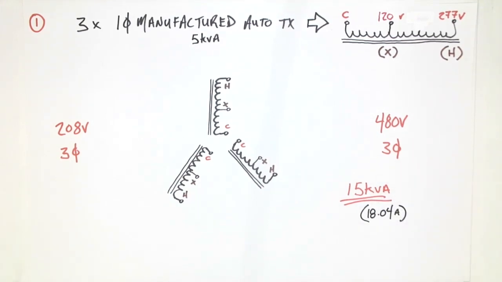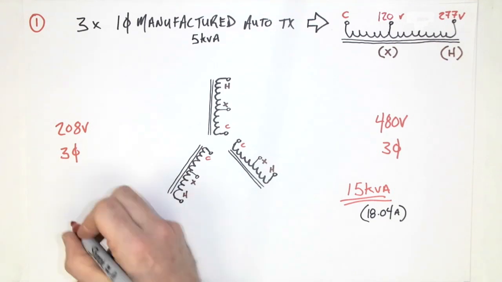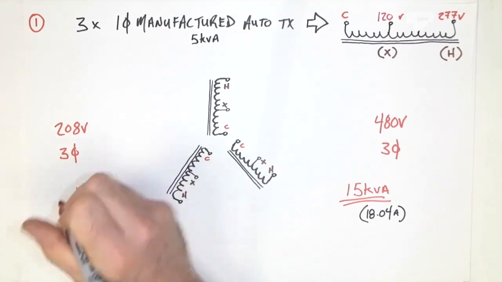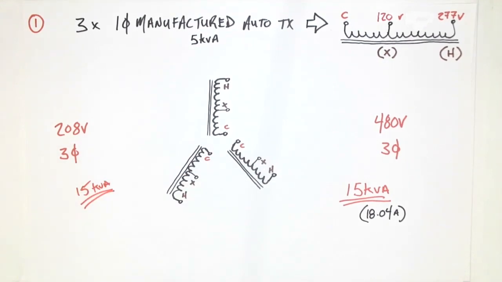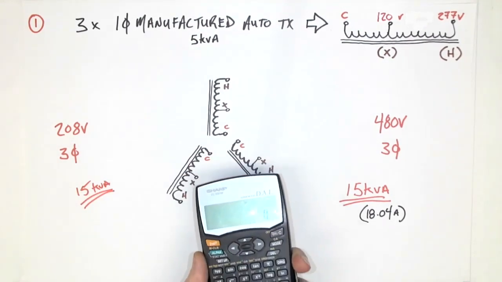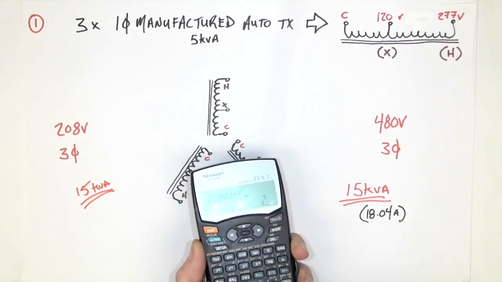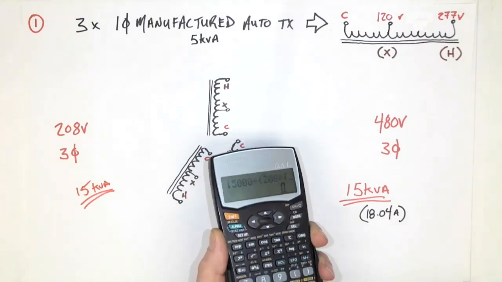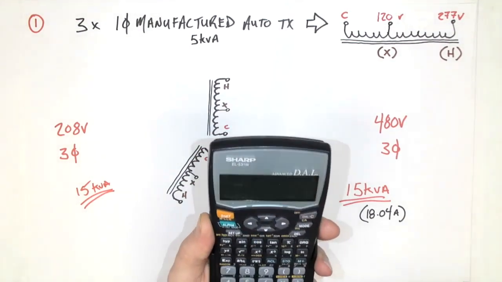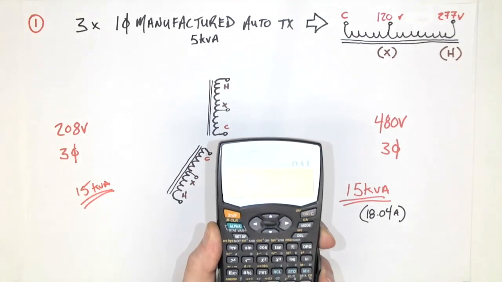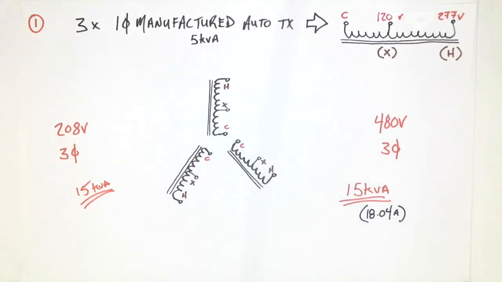Now remember, the 15 kVA is also present on the primary side, and that would mean that the primary rated current for this installation would be 15,000 divided by 208 times root 3. Kind of hard to get the glare off there, but you believe me, equals 41.63 amps.